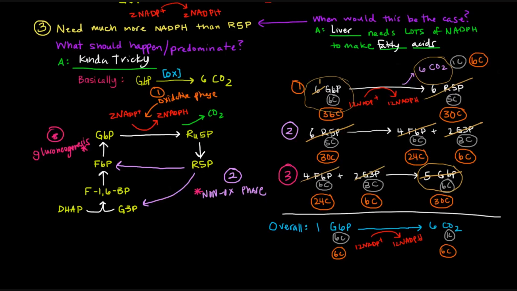So we go from 1 glucose 6-phosphate to 6 carbon dioxides. So the overall reaction is 1 glucose 6-phosphate, 6 carbons, to 6 carbon dioxides, and we create a bunch of NADPH, and effectively don't create any R5P. Okay, so that's that third scenario.